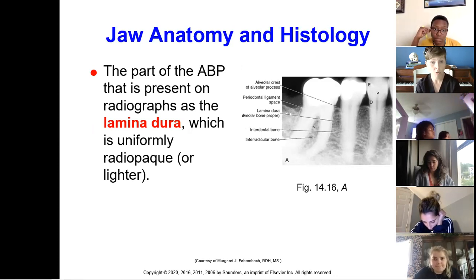which is uniformly radio-opaque, or lighter. So you can see, here's your alveolar crest right up here. Here's your alveolar bone proper here. And then your lamina dura is this white radio-opaque line that goes all the way around the teeth. You can see it here too. Do you guys see that? You see what I'm talking about? Okay.